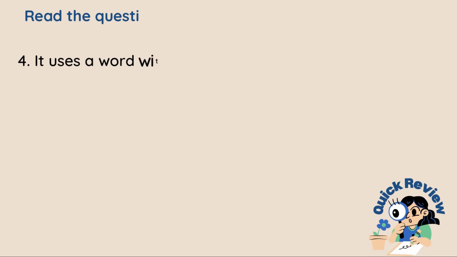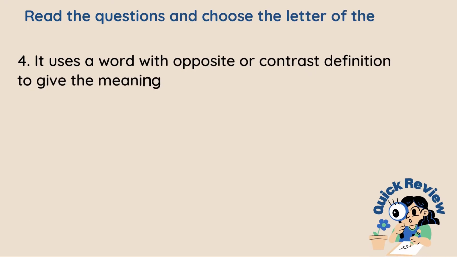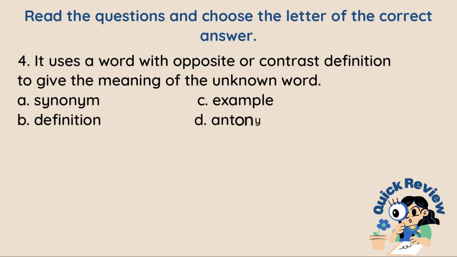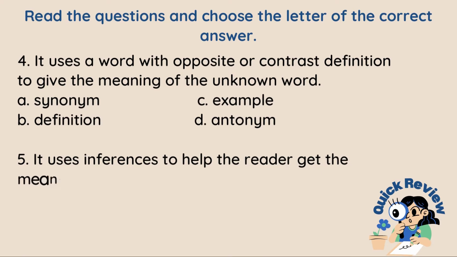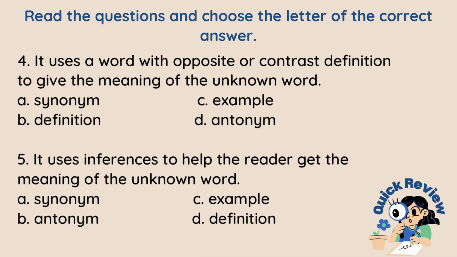Number 4. It uses a word with opposite or contrast definition to give the meaning of the unknown word. A. Synonym. B. Definition. C. Example. D. Antonym. Number 5. It uses inferences to help the reader get the meaning of the unknown word. A. Synonym. B. Antonym. C. Example. D. Definition.